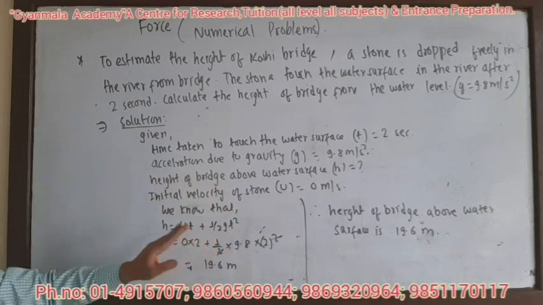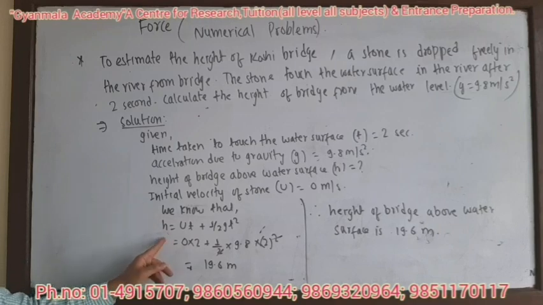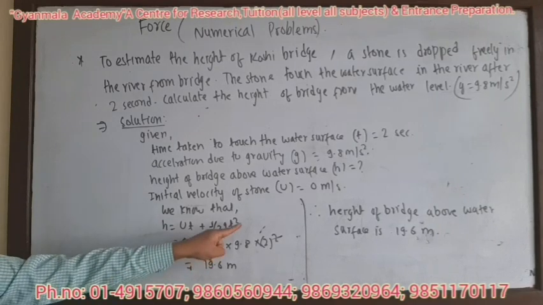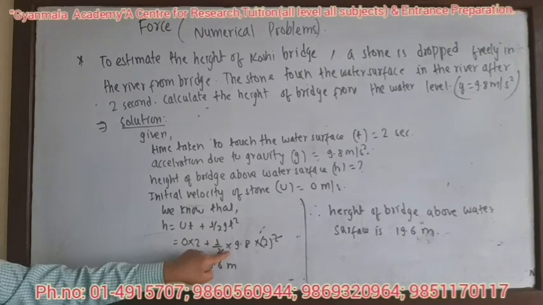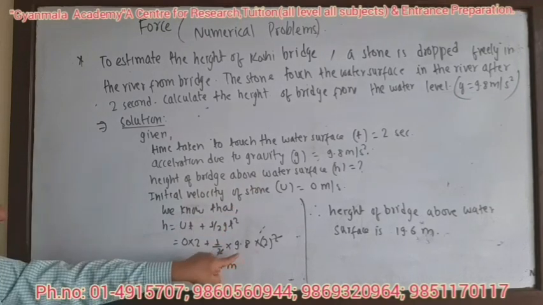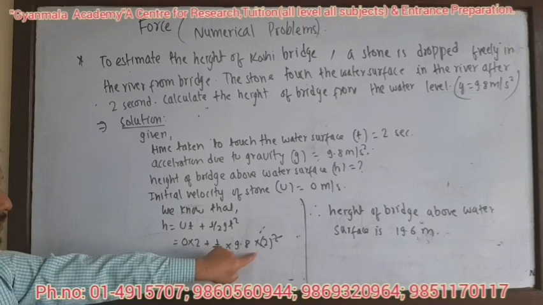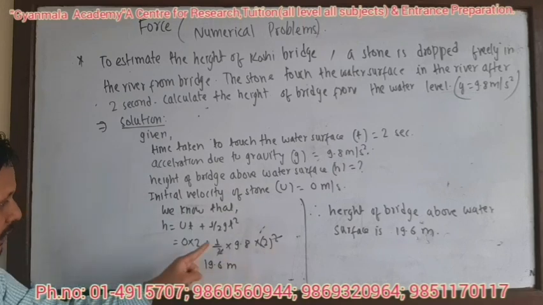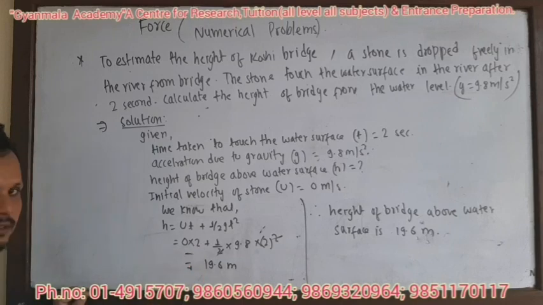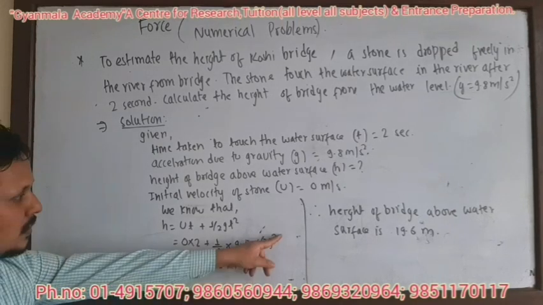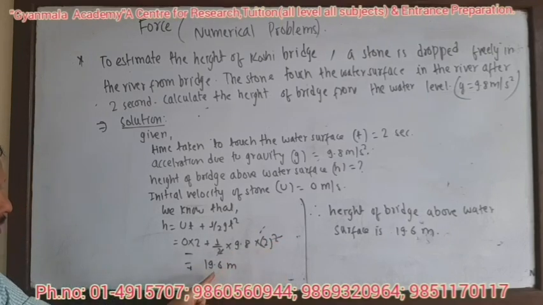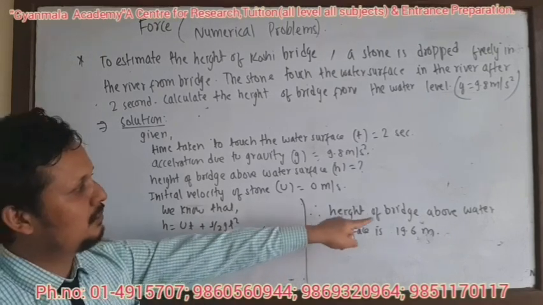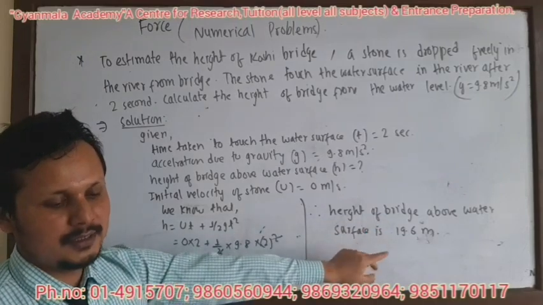We are asked to calculate the height of bridge over the water surface, s equals to what? Using formula we know that s equals to ut plus 1/2 gt square, equals to 0 into 2 plus 1/2 into 9.8 into 2 square. The first term equals to 0, so we can omit it, and 1/2 into 2 square, we can cancel 2 and 2, so 9.8 into 2 equals to 19.6 meter. So height of the bridge above the water surface is 19.6 meter.